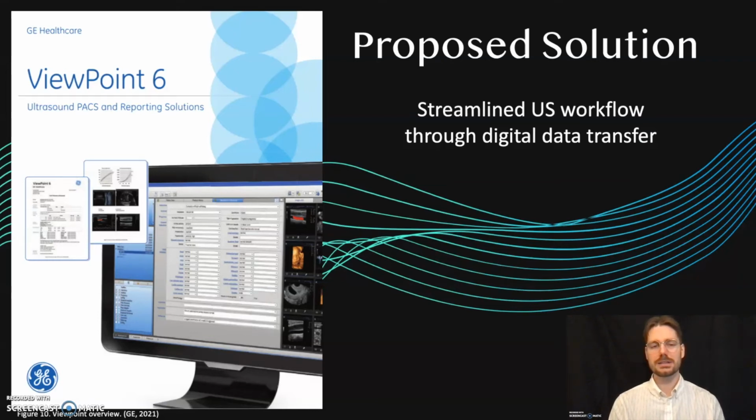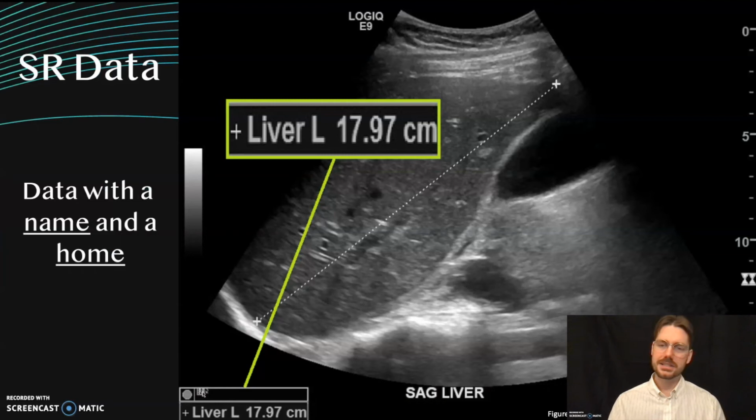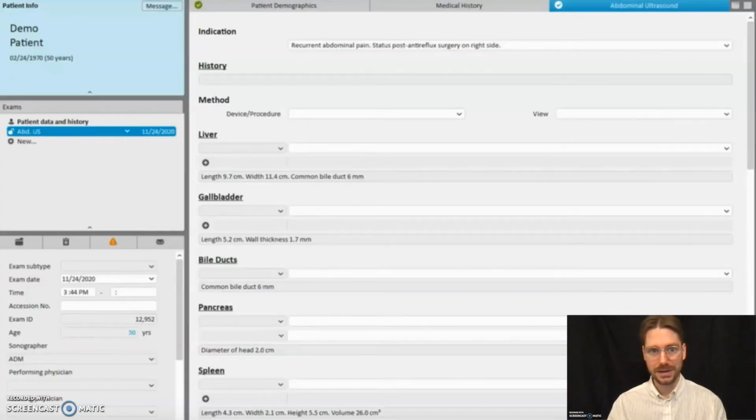This streamlines ultrasound workflow through digital data transfer and uses digital worksheets, and it also uses something that's important to understand called structured report data, or SR data. Now, SR data is data with a name and a home. You can see on this ultrasound image that the measurement has the title liver length associated with it. It has a name. And when we complete this exam and go into Viewpoint, it's going to automatically flow to the section under liver length without the sonographer actually having to write it. So it has a home, it has a place to go.